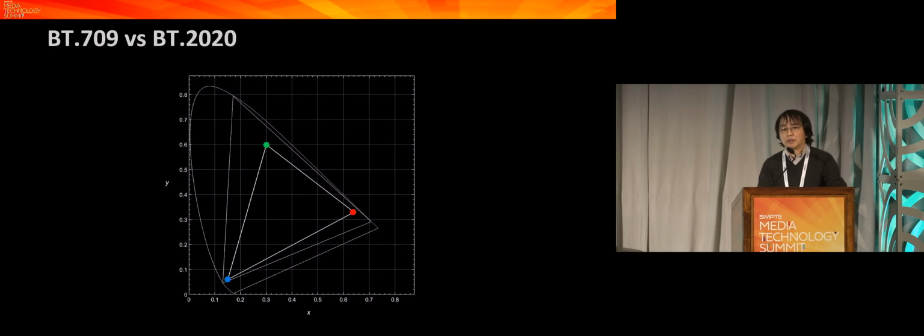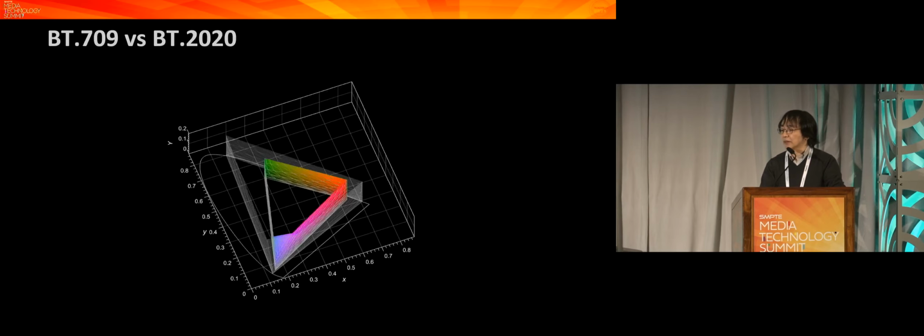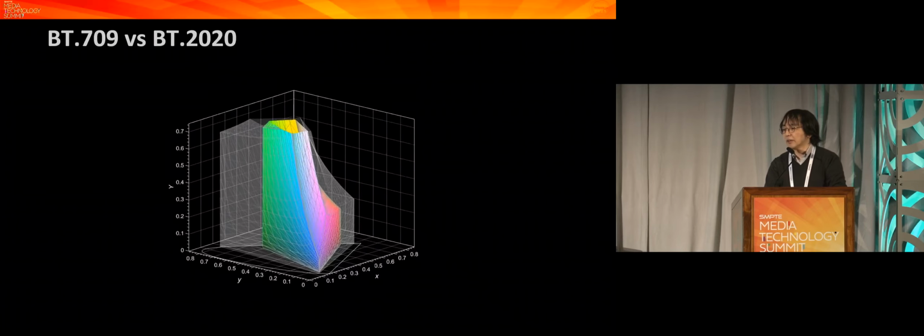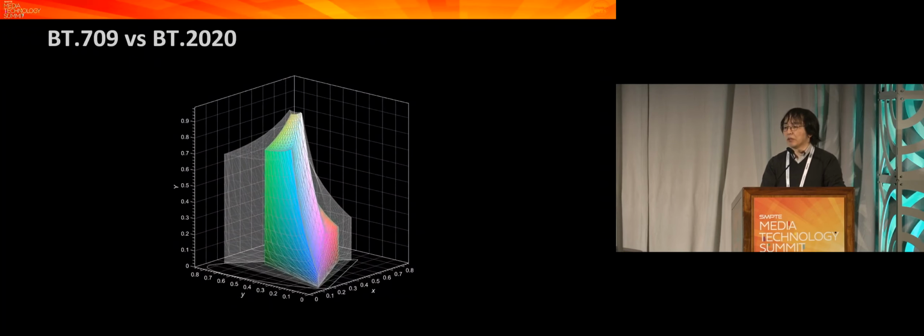So this shows the BT.709 RGB triangle and the BT.2020 RGB triangle, and the colors outside the BT.709 triangle are out of gamut. However, some bright colors can be out of gamut of 709. You can see some gap between the BT.2020 roof and the BT.709 roof. The colors in this gap are out of gamut.